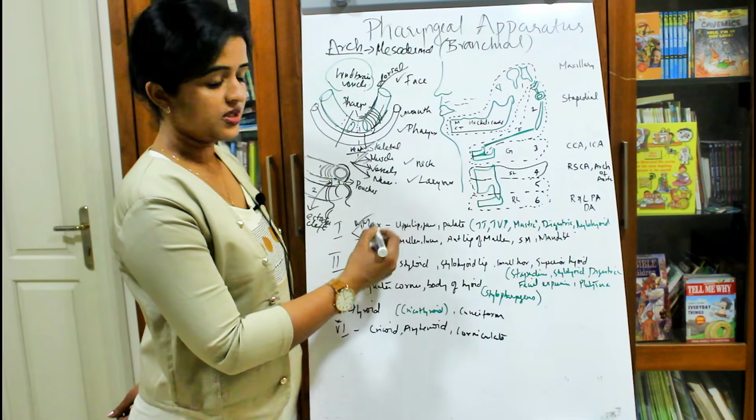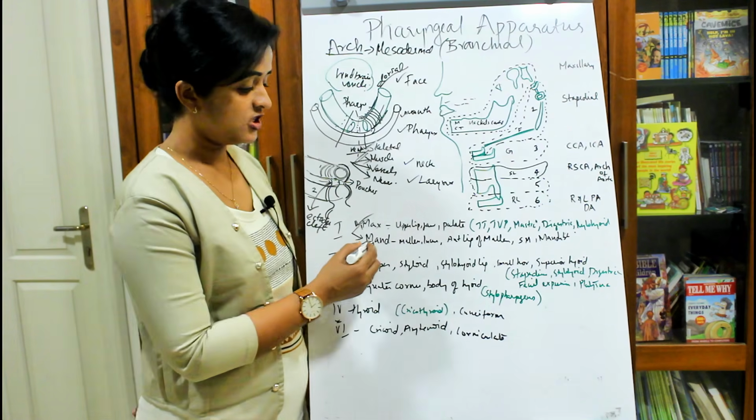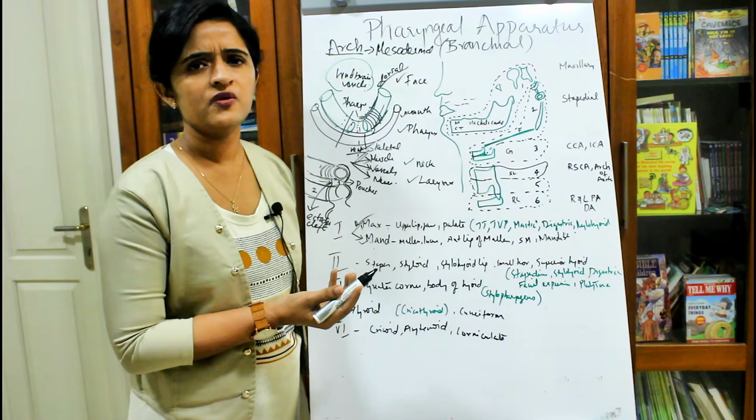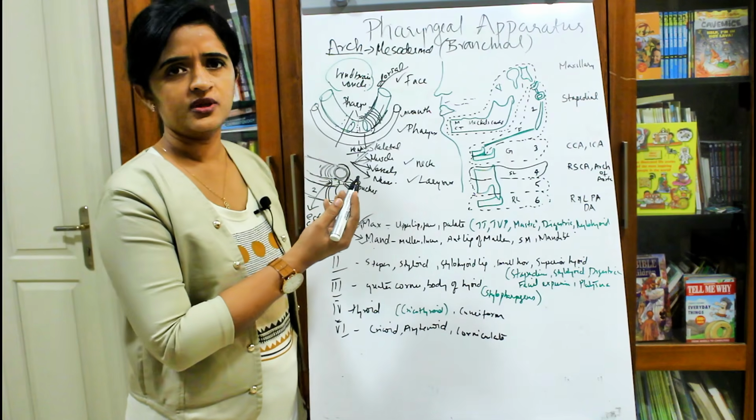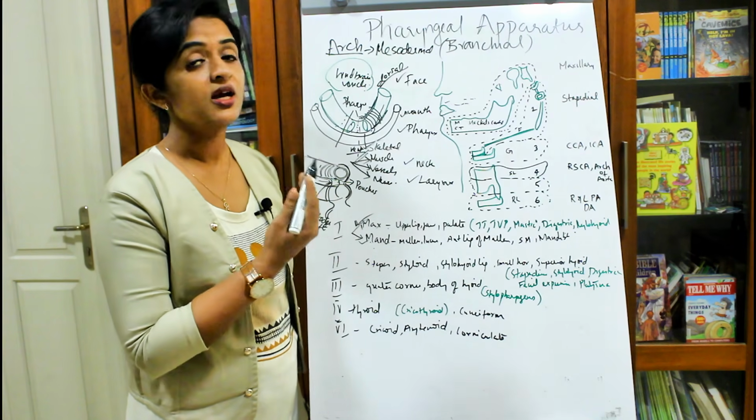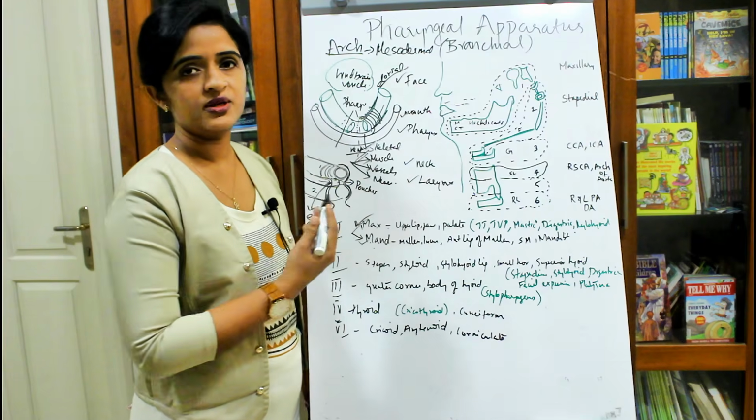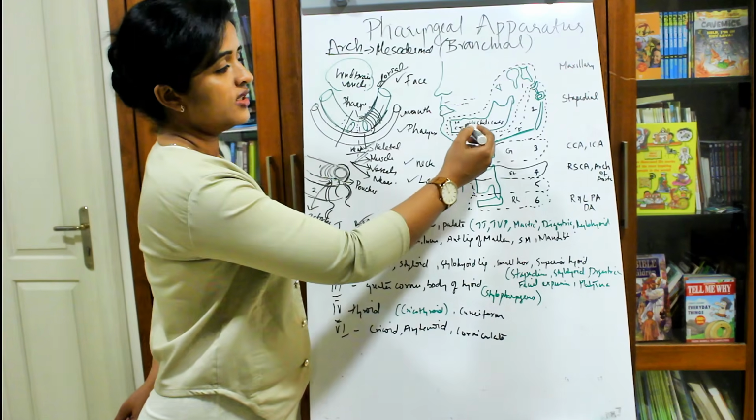So when you discuss about the skeletal derivatives of the first arch, the mandibular component, first we will discuss about the bones formed from the Meckel's cartilage, which is the cartilage of the first arch, and the ligaments derived from it. So what are the bones formed?